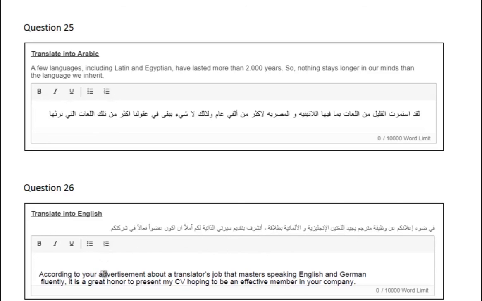According to your advertisement about a translator's job that masters speaking English and German fluently. Here we can say that speaks English and German fluently, but I used the word masters in order to translate the word يجيد.